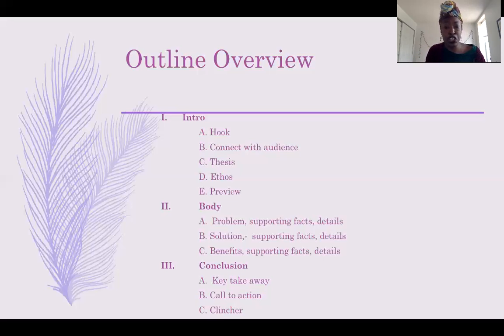And then your conclusion, your key takeaway, your call to action, what do you want the audience to do about it, right? And then your clincher, how are you wrapping it up, but still connecting it to the beginning? How are you wrapping the argument up? What's the ultimate thing that you want to take away from this? So this is basically the beginnings of how to create a persuasive argument and speech.